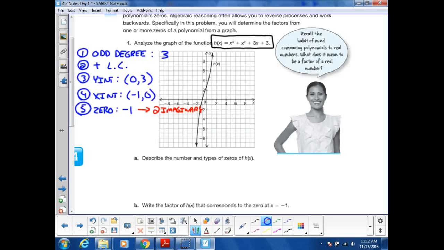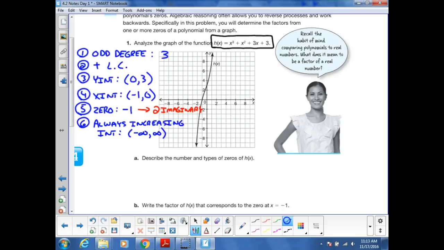Anything else that we know? What do you got, man? There are no bumps. No bumps. So that means it's always increasing. Or the interval that it's increasing on would be negative infinity to positive infinity. Okay. Could, but I don't need to in this case, right? But we could find the average rate of change if we needed to.